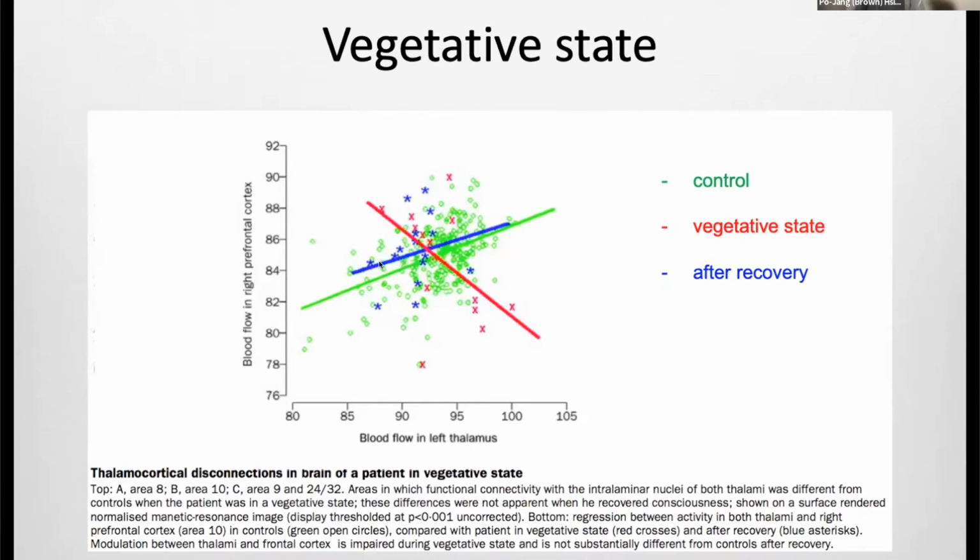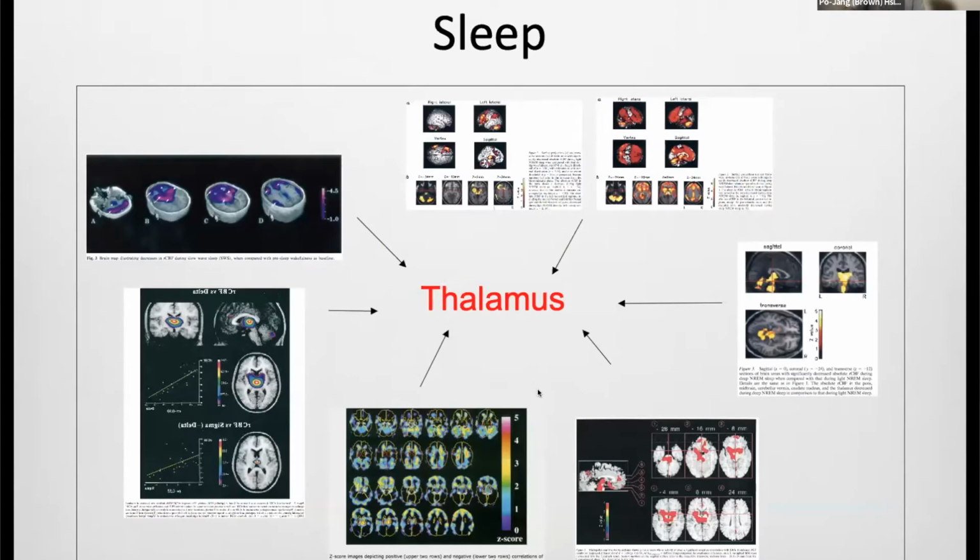But some of these vegetative state people recover from this state and become normal again. You can see that after recovery, the blue stars or blue dots show that the correlation between thalamus and prefrontal cortex becomes positive again. So it seems that when you have intact consciousness, usually the correlation between thalamus and prefrontal cortex is positive, but when you lose consciousness, it becomes negative. And here's another review about sleep.